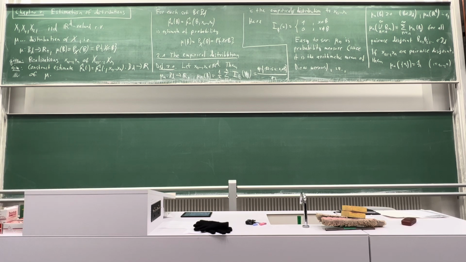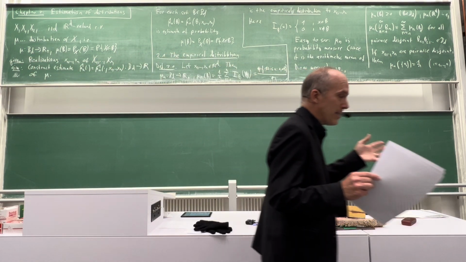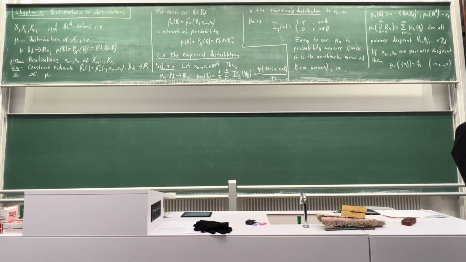And now I want to study how good this estimate is in some theoretical framework. For this, I replace the realizations x1 to xn by the random variables, capital X1 to capital Xn. Then my whole estimate is some random quantity depending on these random variables, and I look at how this random variable behaves for n tending to infinity. So let mu n be the empirical distribution of x1 to xn.